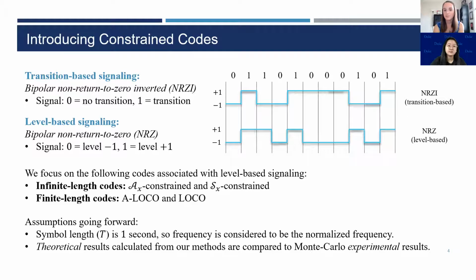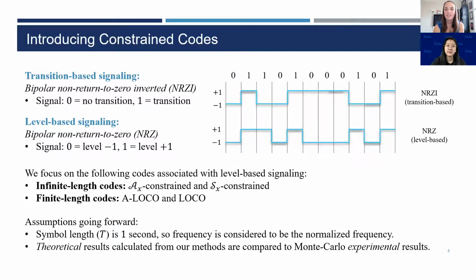Again, we focus on the level-based signaling codes. In the infinite length realm, these are going to be AX constrained and SX constrained. And in the finite length realm, we focus on ALOCO and LOCO codes. And all 4 of these will have formal definitions pop up later in this presentation.